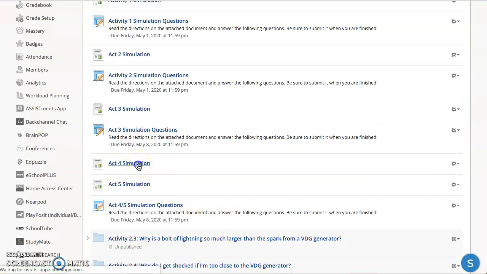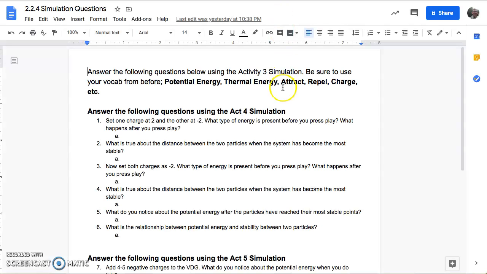Getting into the fourth and the fifth. I grouped these together. I published them all at once.